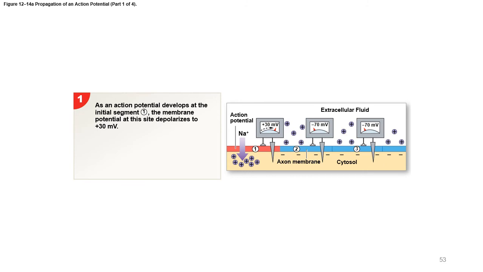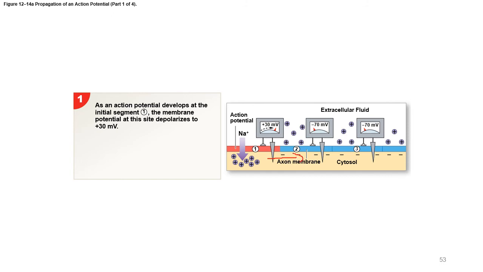So as an action potential develops at the initial segment, the membrane potential of this site depolarizes to plus 30. So here's all the sodium ions rushing in. It creates an action potential. This is going to plus 30, and it's going to spread, and then it triggers this one to go.